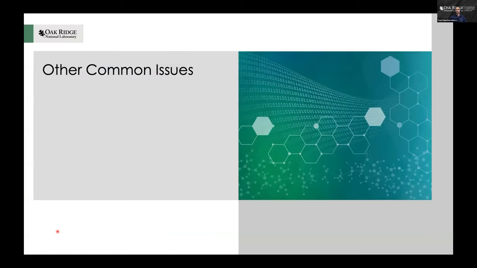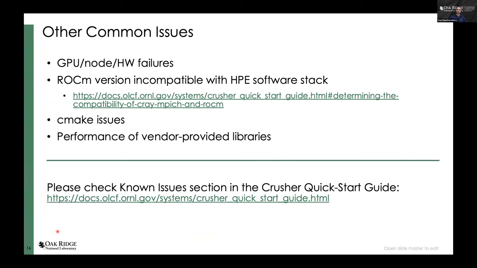There are some other common issues. I'm running short on time, so I'll just gloss over these. So there are, of course, node failures. This is a TDS system. This is something we're still working on, as Balint mentioned. And so this is something that you should certainly submit tickets on, if you see something that's not your fault in your code. This is something that's going on in the system, and we would like to know about it.